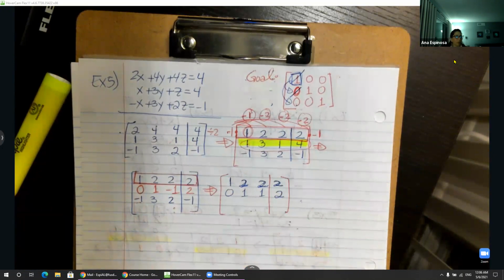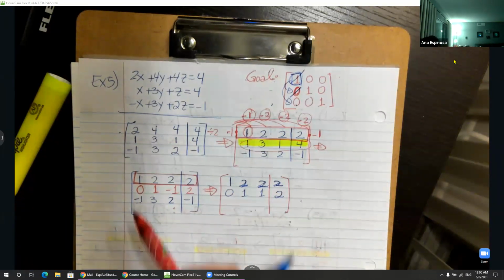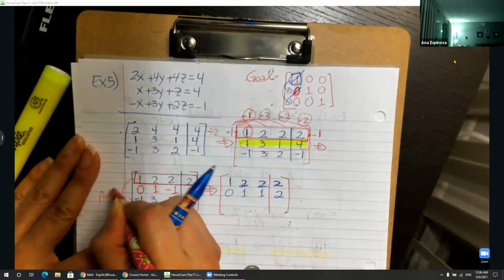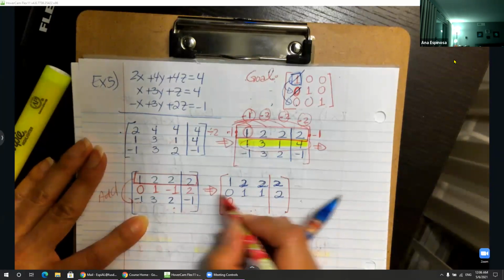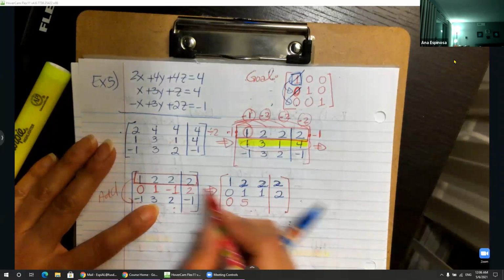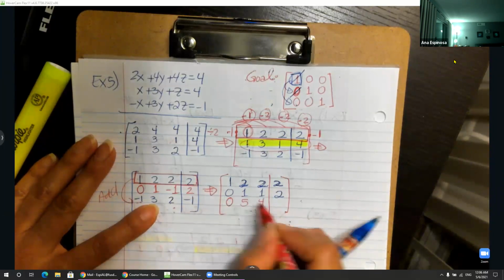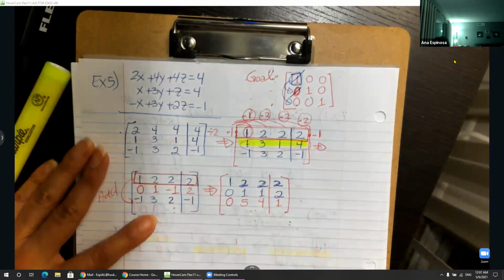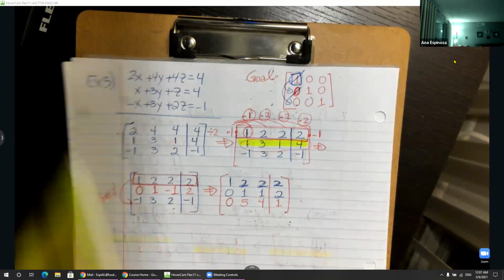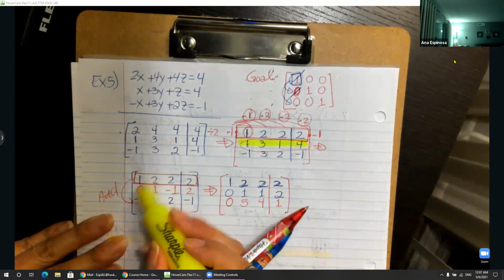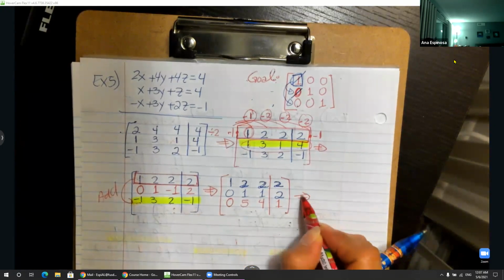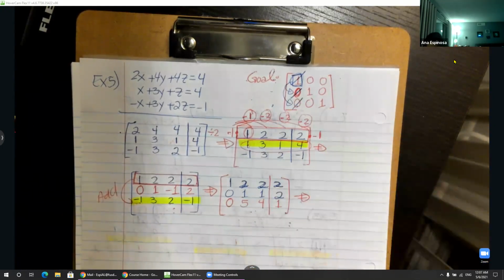So now what I'm going to do is add row 1 and 3 because they're already opposites of each other. So if I add this to that, I already get 0. I get 5. I get 4. And I get a 1. I added this row, the one that's boxed, with the third one. This is the row that changed. Okay. So I've got that one.